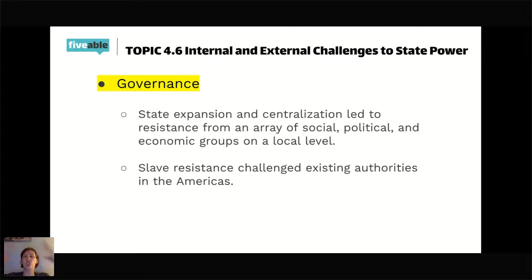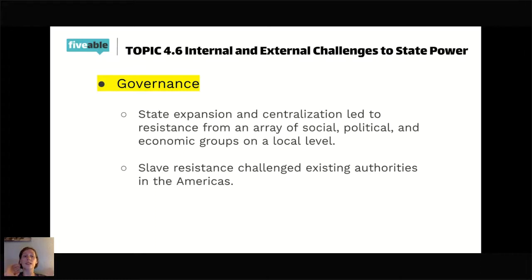So in addition to the general resistance movements that we see, we also see specifically slave resistance that challenges the authorities in the Americas. And this is important to keep in mind. For Unit 4, this is really important to keep in mind because this is the time period of the Atlantic slave trade. And too often, history curriculum and history texts have taught the slave trade in a way that makes Africans seem helpless. But the true reality is that Africans frequently resisted being enslaved.